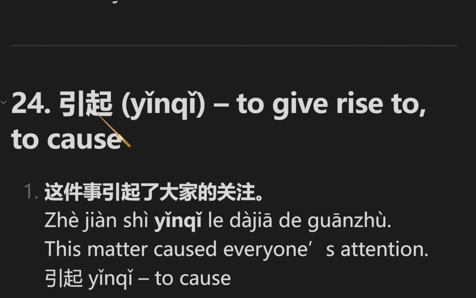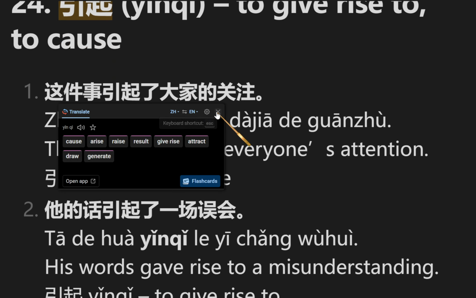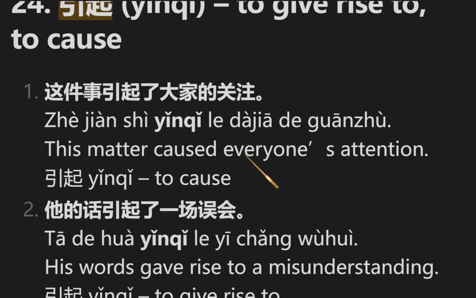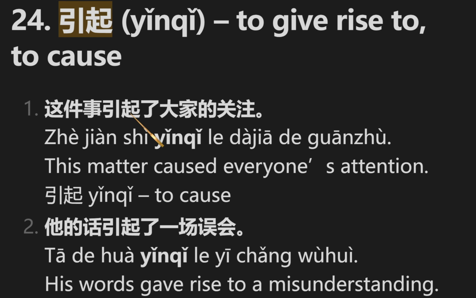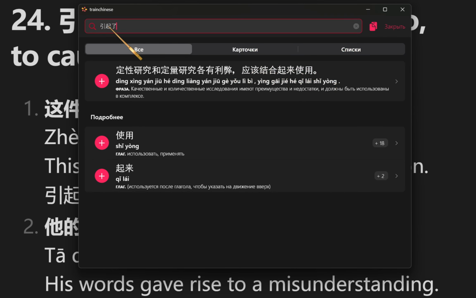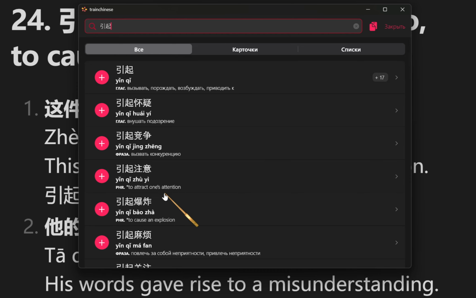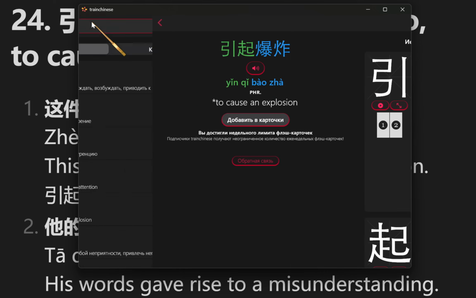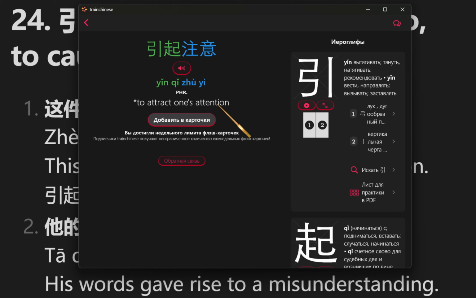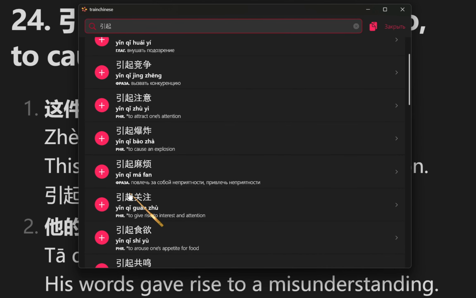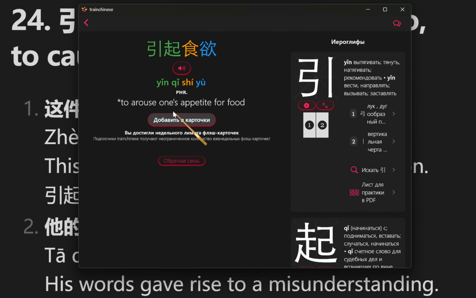And the last one for today is 引起, to give rise to or to cause. Cause, arise, raise, result. 引起. Let's see. This matter caused everyone's attention. 这件事引起了大家的关注。这件事 this matter, measure word. 这件事引起了 caused. For example, to cause an explosion, 引起爆炸. To attract one's attention, 引起注意. 引起食欲 to arouse one's appetite for food.